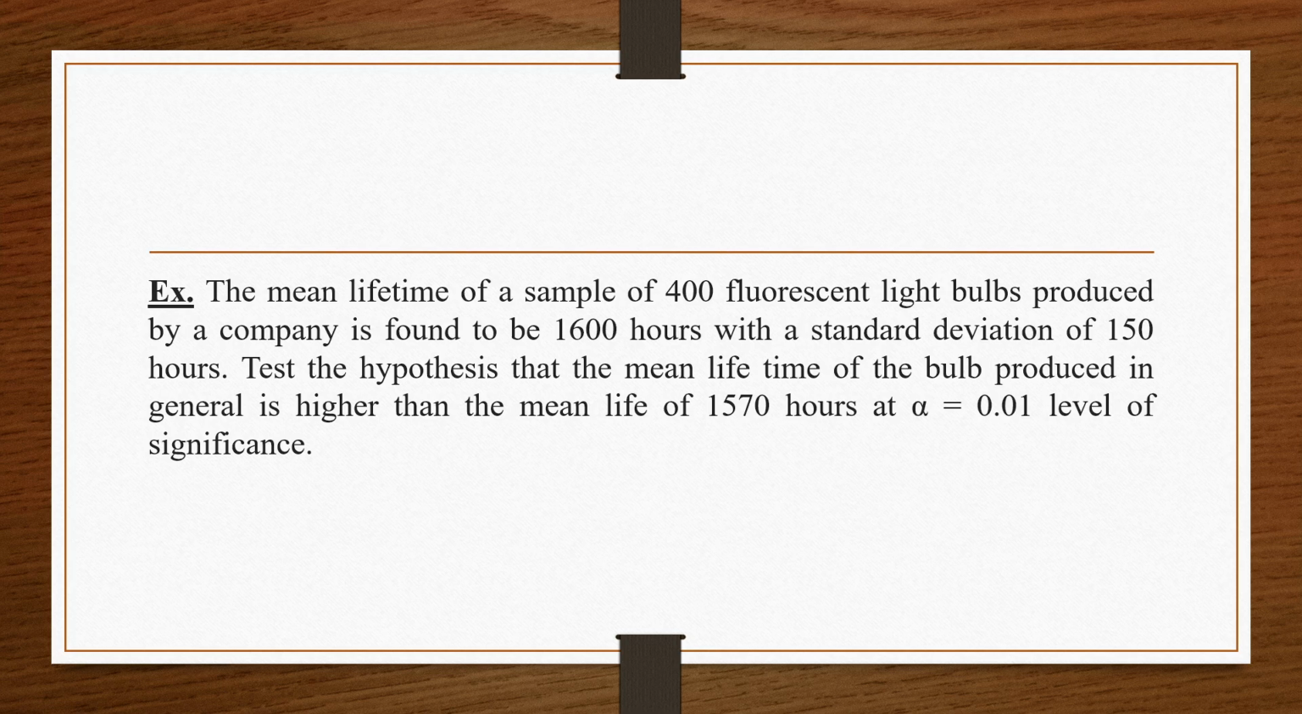Now let's have a look at the next example, which says the mean lifetime of a sample of 400 fluorescent light bulbs produced by a company is found to be 1600 hours with a standard deviation of 150 hours. Test the hypothesis that the mean lifetime of the bulbs produced in general is higher than the mean life of 1570 hours, considering alpha at the 0.01 level of significance.